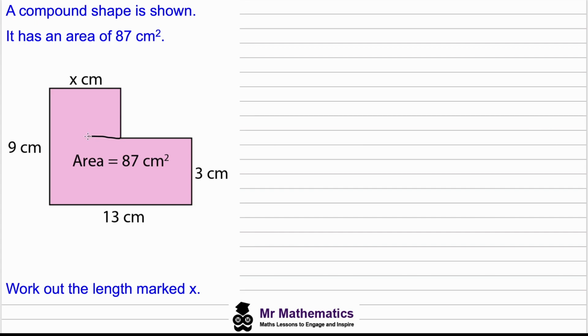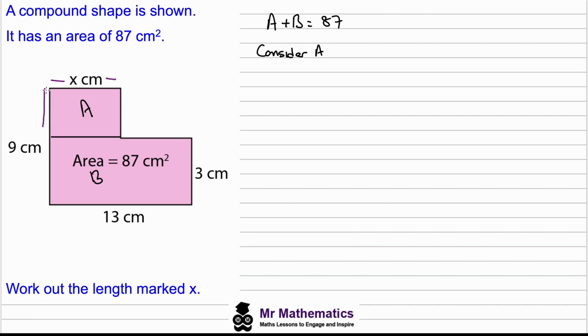We'll have the rectangle on top, which I'll call rectangle A, and the one below it, which is B. And together, the area of A plus B equals 87. So if we just consider rectangle A for now, then we know the length is given as x, but we don't know the width.